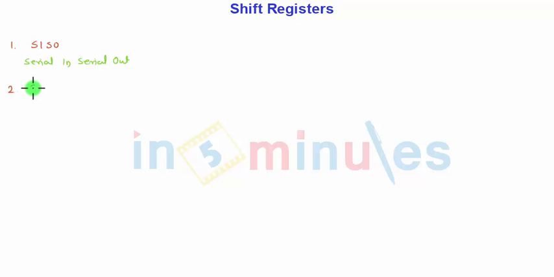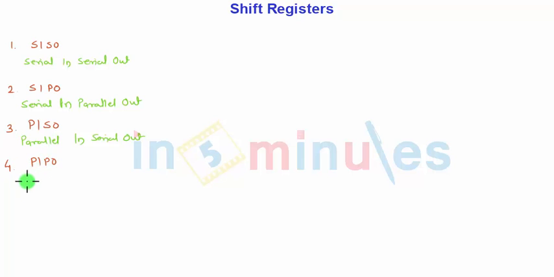Second one, you'll see serial in, parallel out. Third one, parallel in, serial out. And the fourth one is PIPO, that is nothing but parallel in, parallel out. Means what? Let us say there's a 4-bit register.